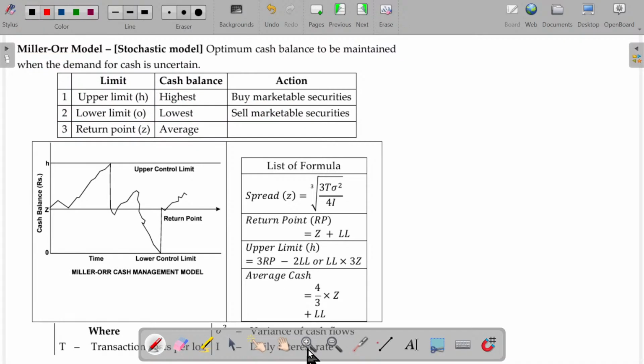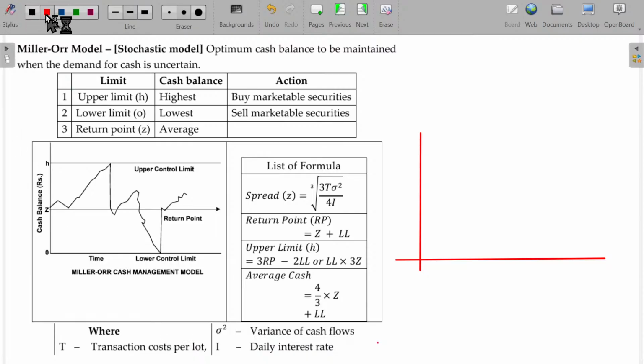See here, a diagram is drawn this way. Assume that this is considered the lowest limit, O, the lower control limit. This is called the lower control limit. Your cash should not go beyond this. This is called the upper control limit. And an average may be anywhere in between. This is called the return point.